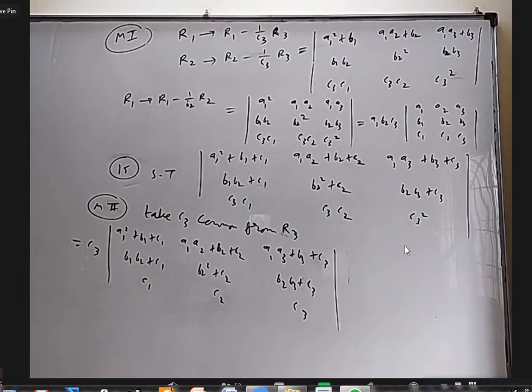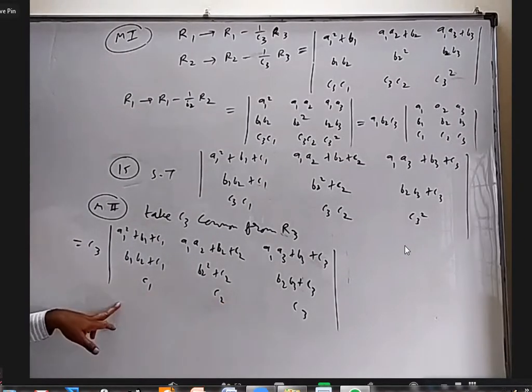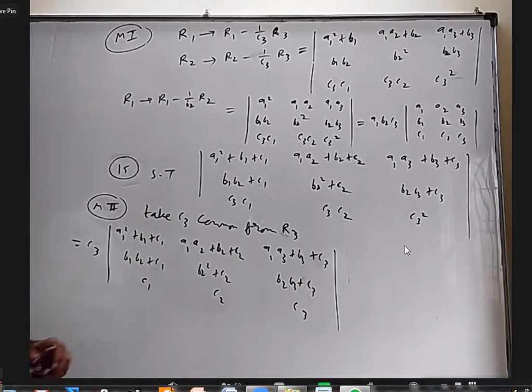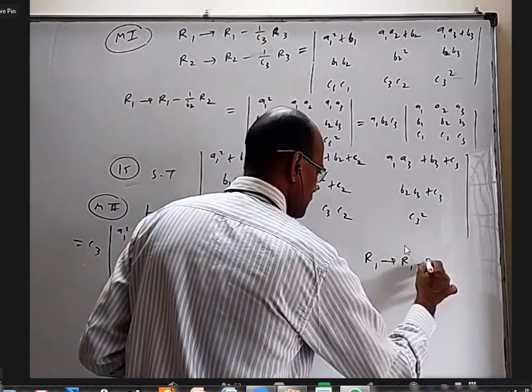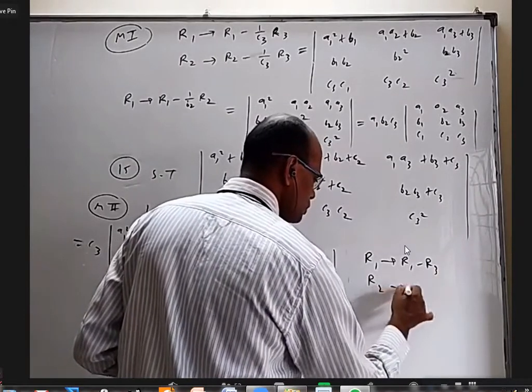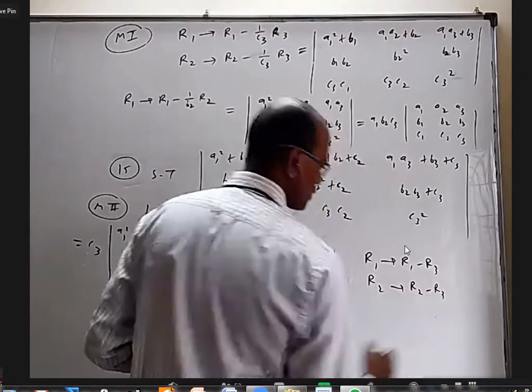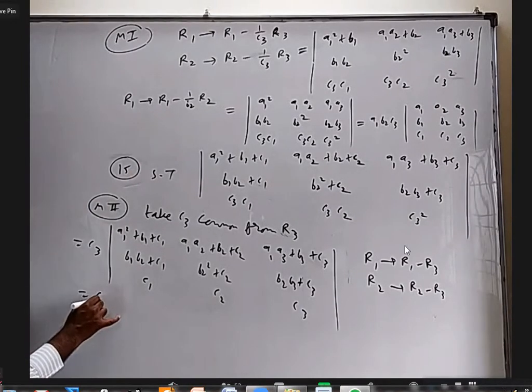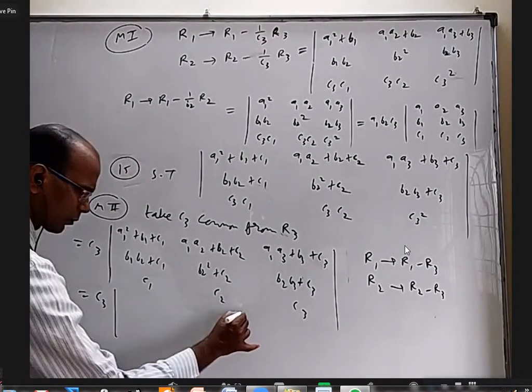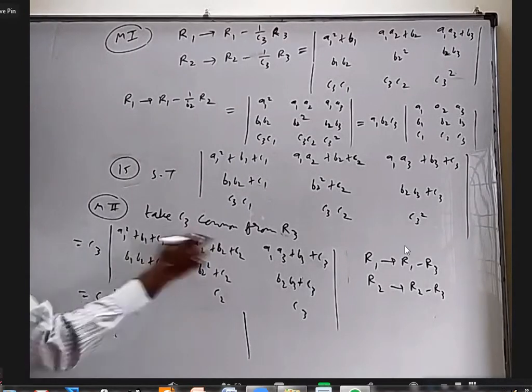Bhavani, are you there in the class? Yes, sir. Okay, you are able to follow? Yes, sir. Okay. So first I took third row C3 common. Now I want to subtract this both from the first and second row. So now I want to do R1 as R1 minus R3. In the same step, you can do R2 as R2 minus R3. So C3 as it is. This I am removing both here and here.